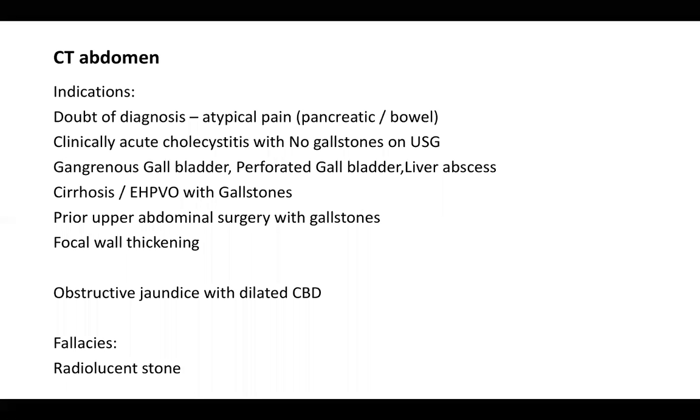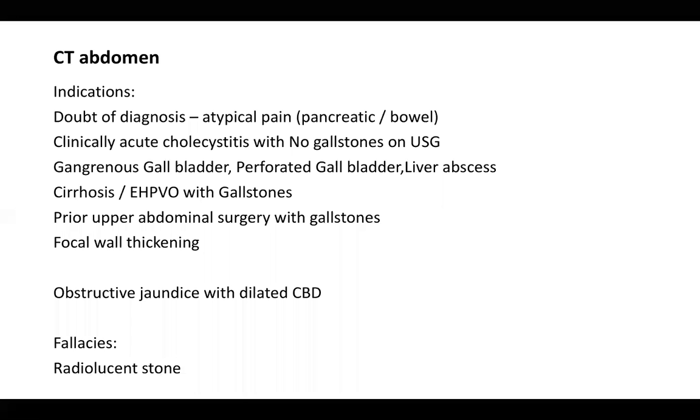When do we do a CT abdomen for a patient with gallbladder stones? Not in all patients. The indication is, suppose there is a doubt of diagnosis. So clinically, you're not sure whether this patient has acute cholecystitis, possibly pancreatic pain, possibly bowel pain. Consider doing a CT abdomen, not so much to rule in gallbladder stones, but to rule out other causes. A CT abdomen is only going to pick up radio-opaque stones. Radio-opaque stones are less common in gallbladder stones as compared to renal stones.